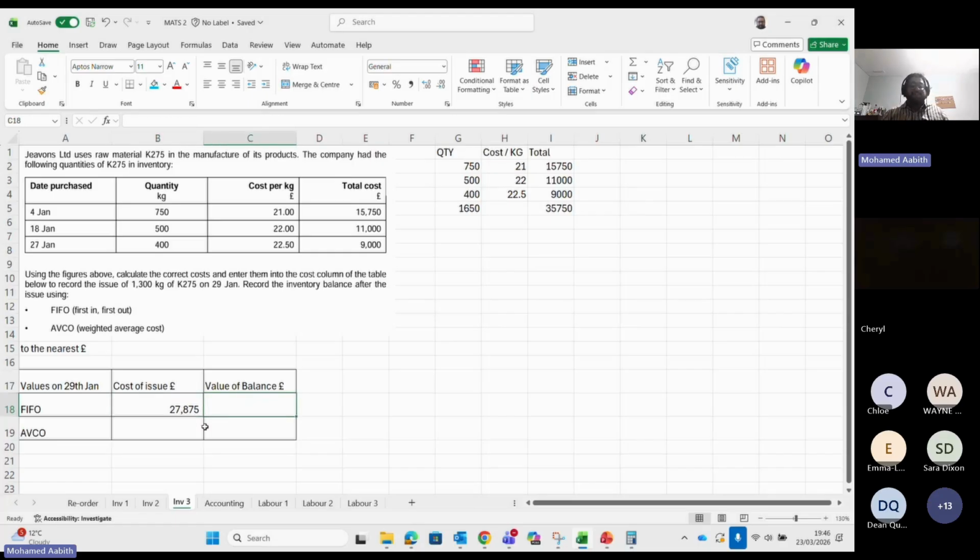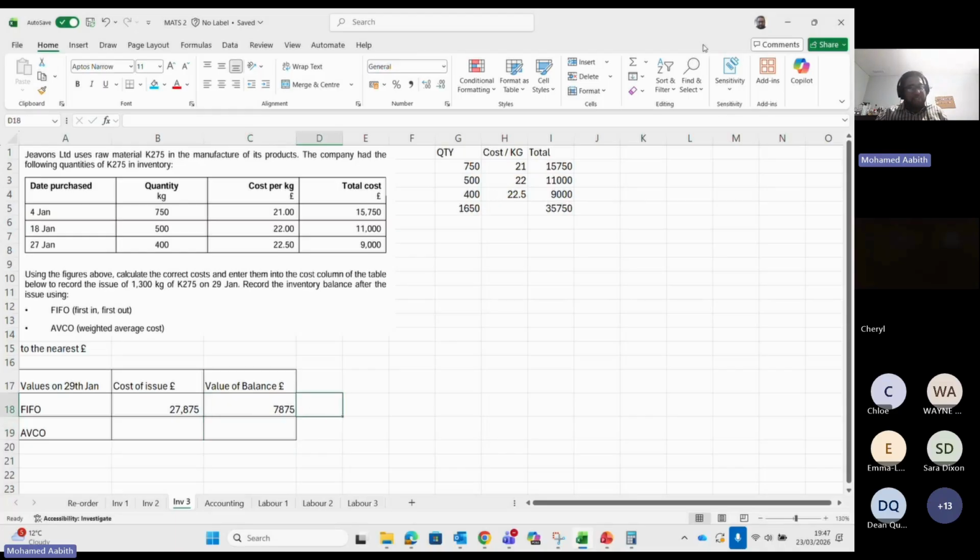So what is the value of the balance? How much inventory is left over? Can you remember? I used up 1,300 of 1,650. All I need now is the leftover. What is the value of that balance now? It's going to be 350 kilograms, but they all belong to one particular inventory, which is costing you 22 pound 50 pence. So I'm going to say here 350 times that 22 pound 50, which is 7,875.